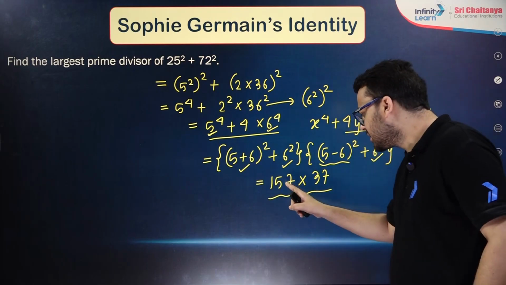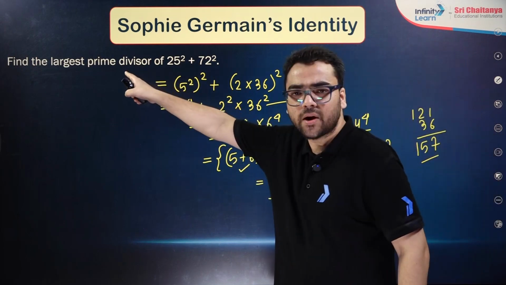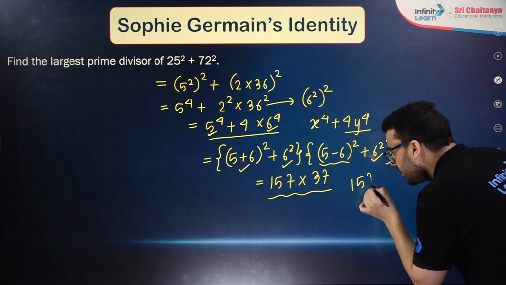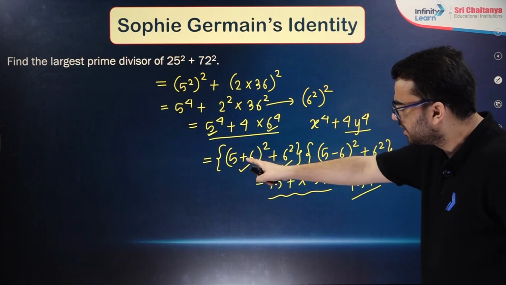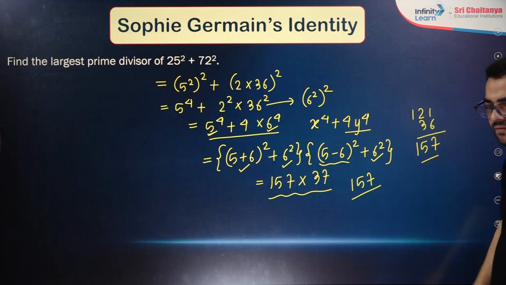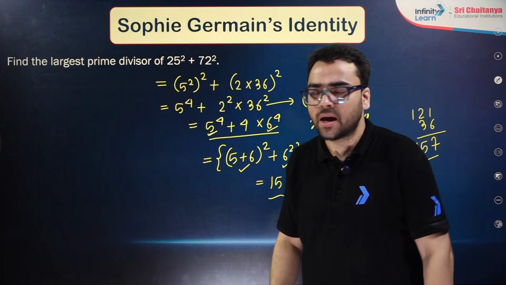And if you check, this is a prime number, this is also a prime number. So they are asking the largest prime divisor. So the answer will be easily 157. You can obviously check for any calculation mistakes. You see 121 plus 36, that is 157, it's correct. I hope it's clear. You see, you can easily do it.